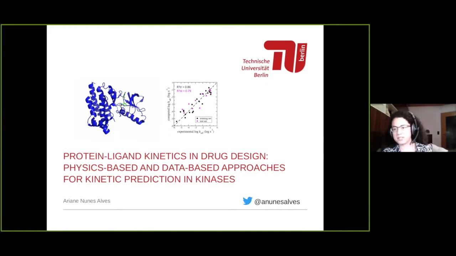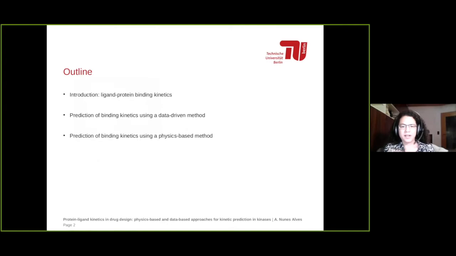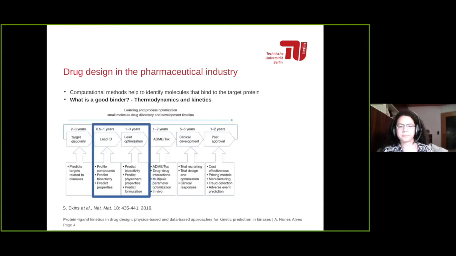So today I'll talk a little bit about the work I have been doing estimating ligand binding kinetics using physics-based and data-based approaches. I'll start trying to convince you that binding kinetics is important for drug design and it's nice. And then I'll talk about two of the works I did as a postdoc. First, prediction of binding kinetics using a data-driven method, and then prediction of binding kinetics using a physics-based method, molecular dynamic simulations. So let's get started with the introduction.